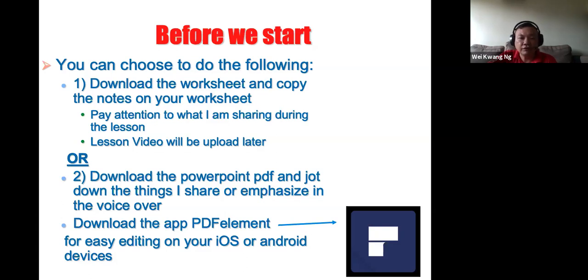First of all, you can download the PowerPoint PDF and jot down the things I shared. One of the apps that I find very, very useful, and it's a free app, is called PDF Element. You can use that to edit on your iOS or Android devices, or you can download it and do annotation on your computer screen. If not, you can follow the worksheet and then look at the video later to jot down the key points.